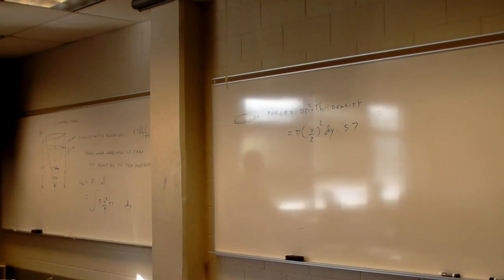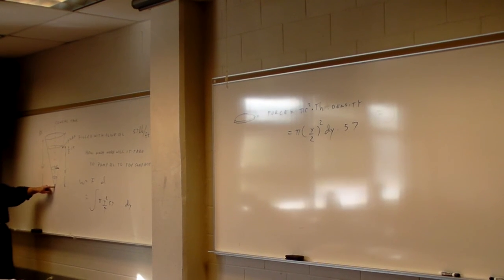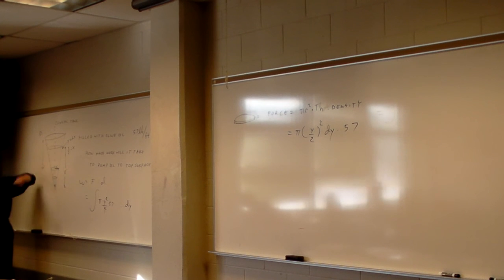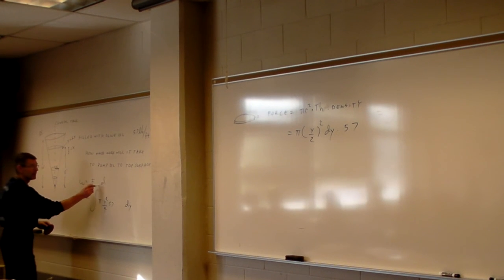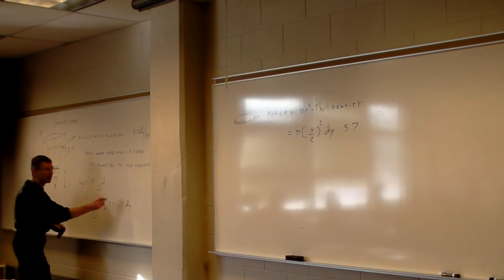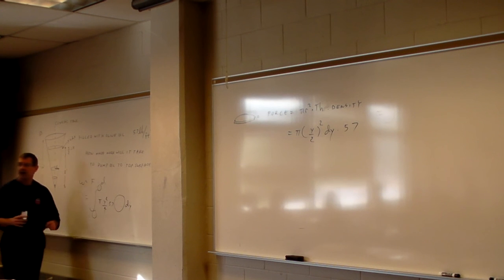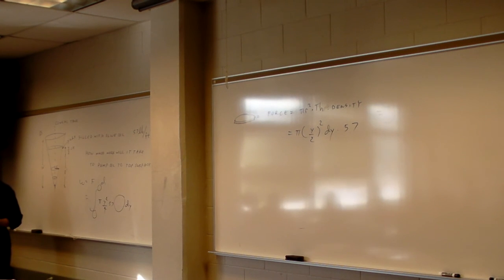But now we have to lift each disc a different distance. The disc down here has to go a total of 10 feet. The disc here has to only go 2 feet. So we need to come up with something here, something there, and something there that will give us that combination.